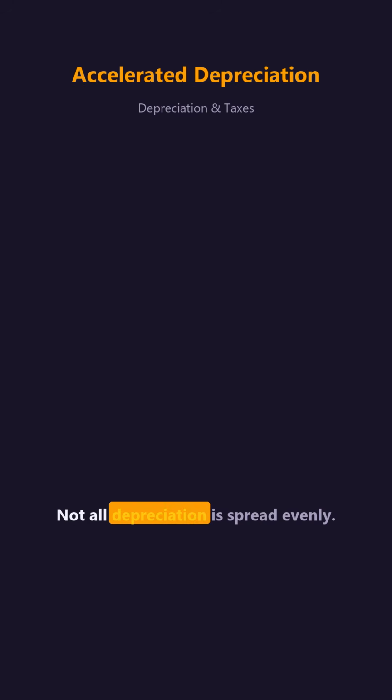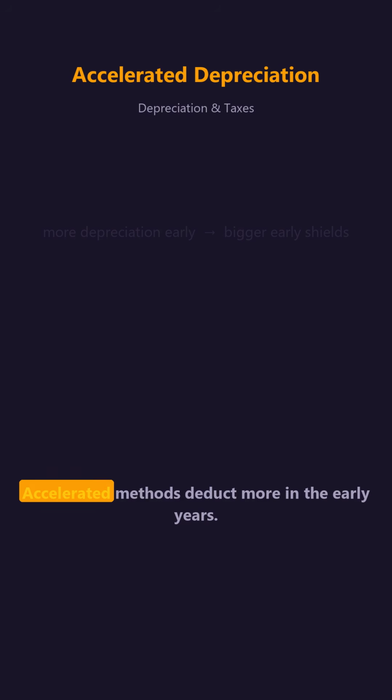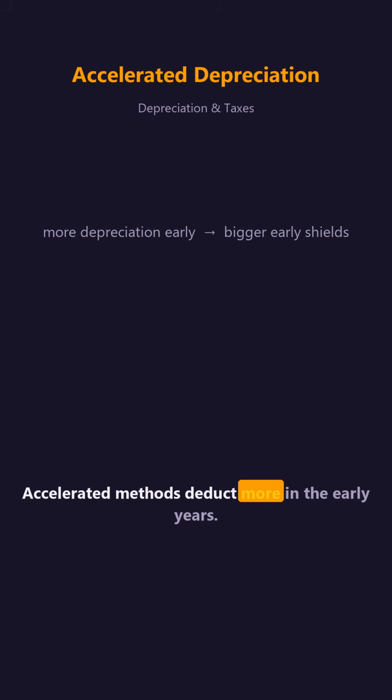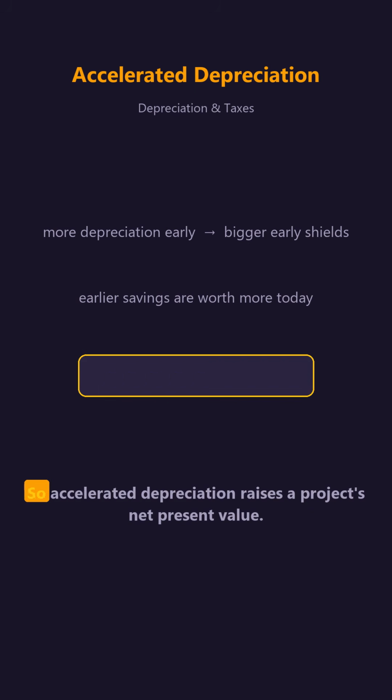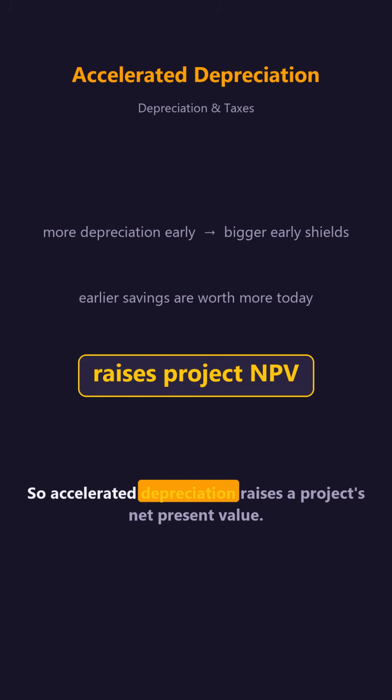Not all depreciation is spread evenly. Accelerated methods deduct more in the early years. The declining balance method is the most common. Bigger early deductions mean bigger early tax shields. And earlier tax savings are worth more today. So accelerated depreciation raises a project's net present value.